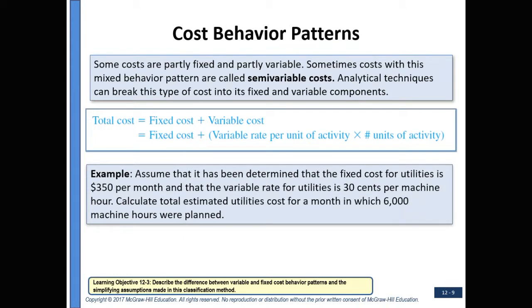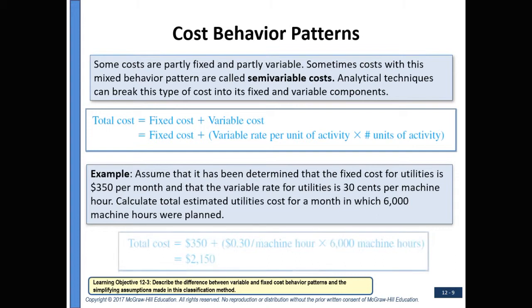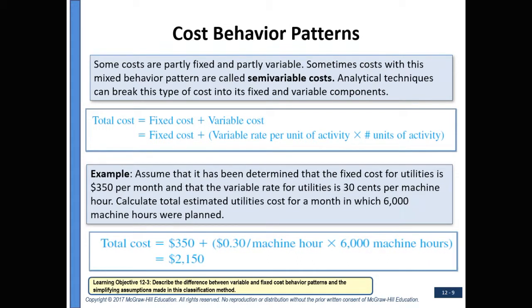As you can see, we've broken down total costs into its fixed and variable elements. Assume that it has been determined that the fixed cost for utilities is $350 per month, and the variable rate for the utilities is 30 cents per machine hour. We can calculate the total estimated utility costs for a month in which 6,000 machine hours are planned. Under these circumstances, we would expect total costs to be $2,150.